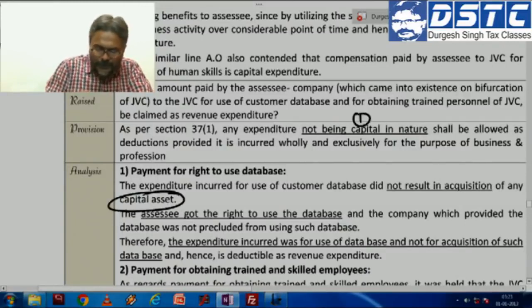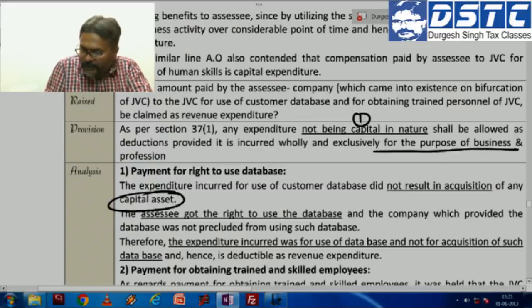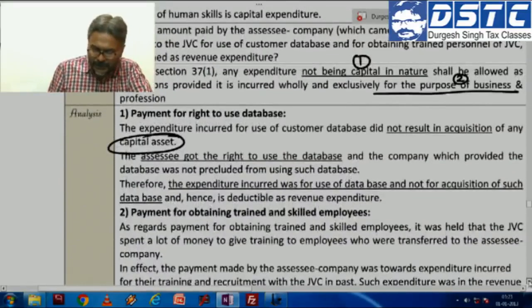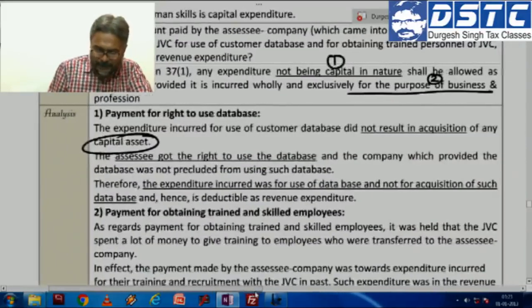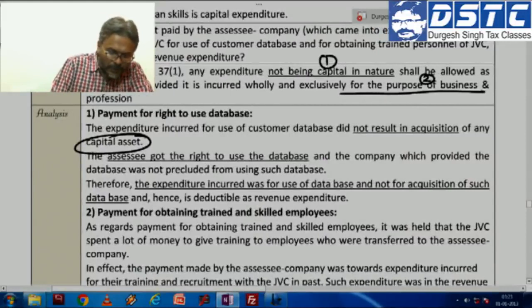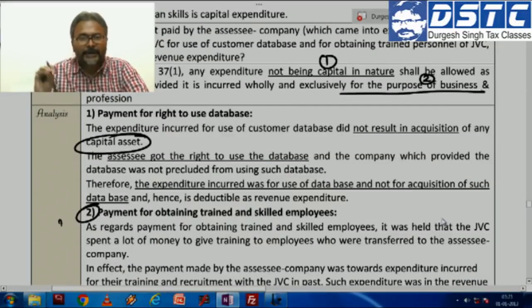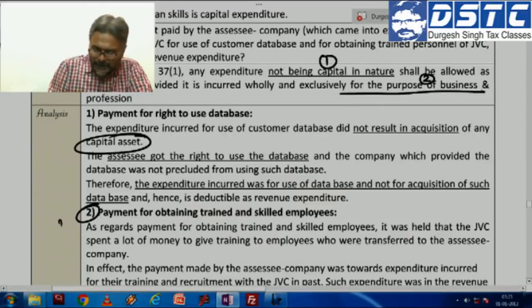This was the first issue, the first particular point. And the second was whether it is for the purpose of business and profession or not. So this was the first area of discussion, and second was whether this expenditure was for the purpose of business and profession or not. So here the SSC wanted to share the customer database. I think we have already dealt with it.